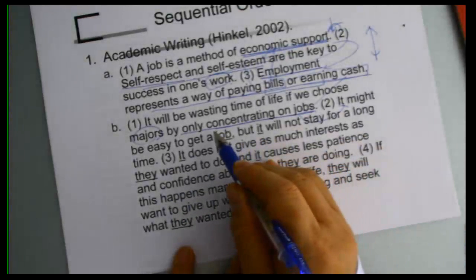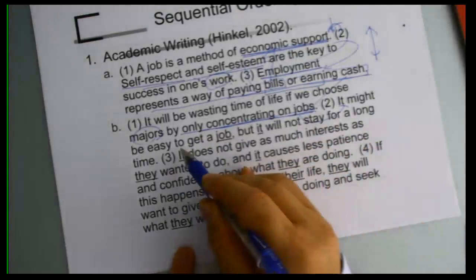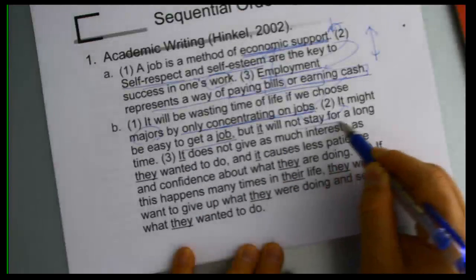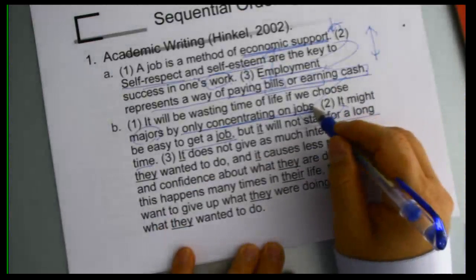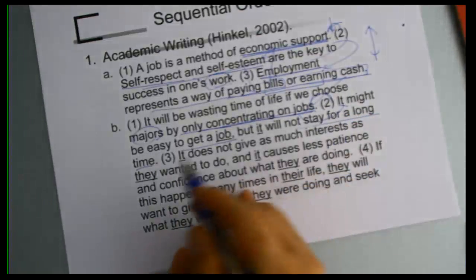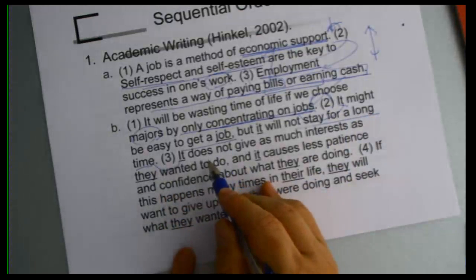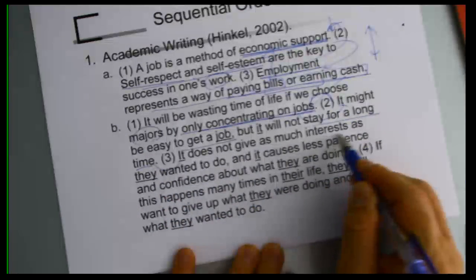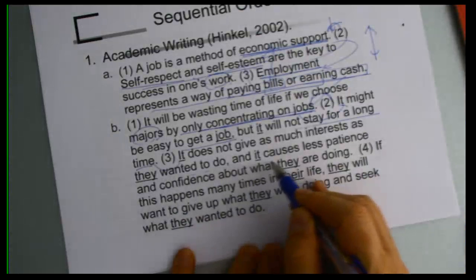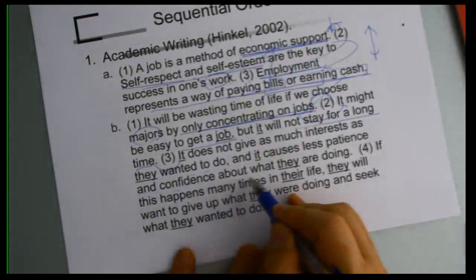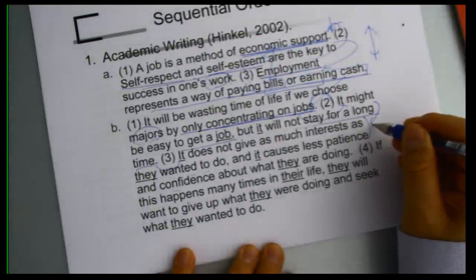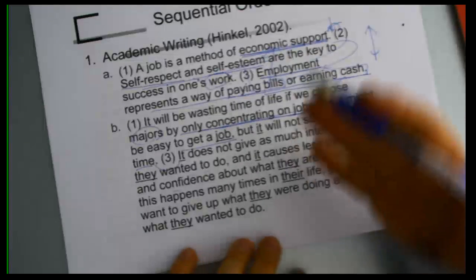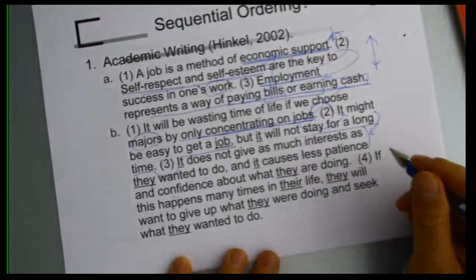Okay, once you have a major and then you get a job, but you are not likely to stay for a long time. Okay, so you have some sort of continuity between 1 and 2. What about 3? It does not give as much interest as they wanted, and it causes less patience and confidence about what they're doing. It looks like she's talking about the same thing, extending the issue a little bit.